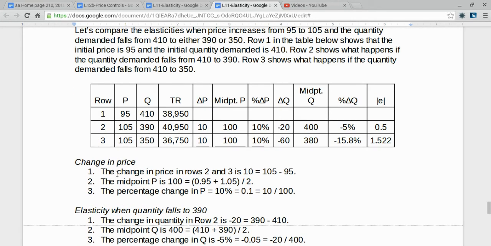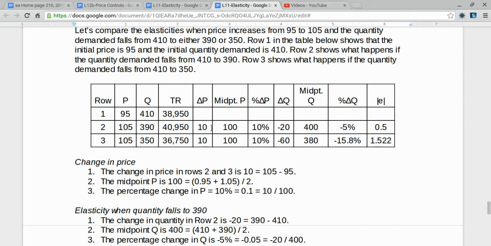First, the change in price in rows 2 and 3 is the same. It's $10. Price went from 95 to 105. So the change in price in both row 2 and 3 is $10. The midpoint price for both rows is 100. It's the average of 95 and 105. 100 is halfway between 95 and 105. 100 is the midpoint of the two prices.